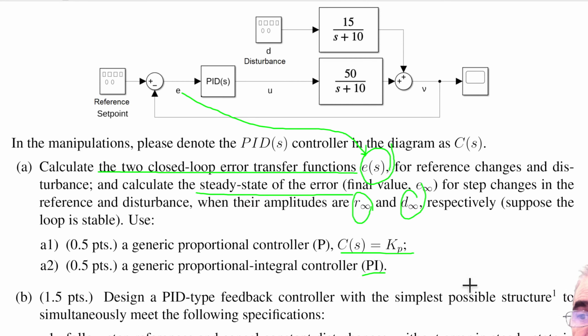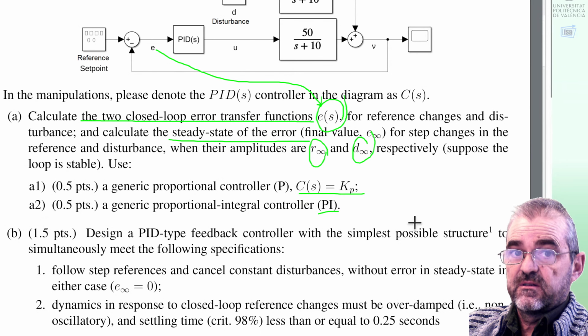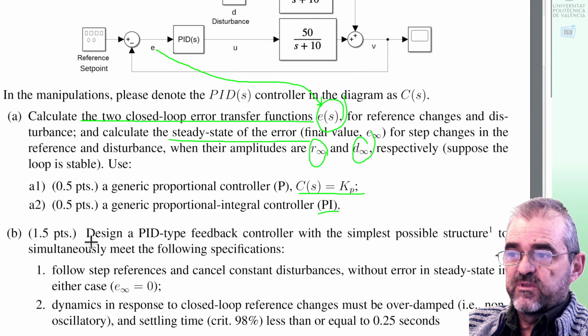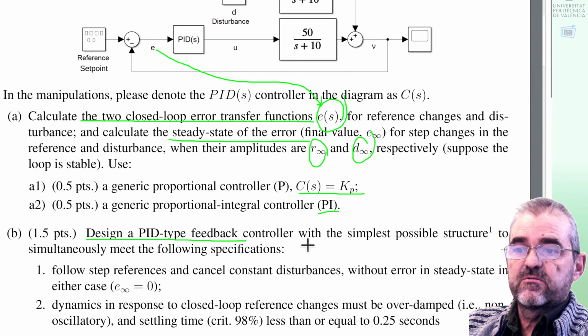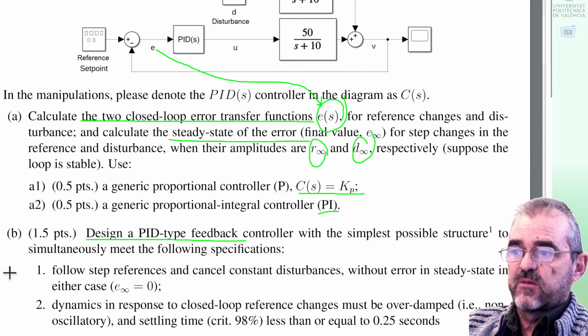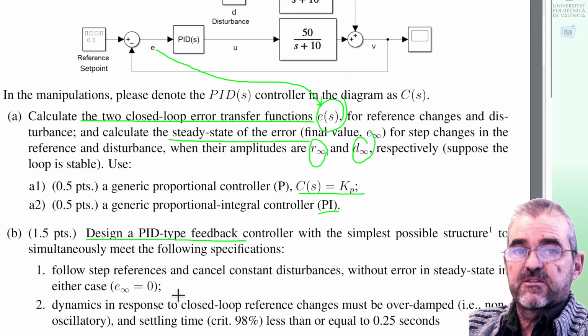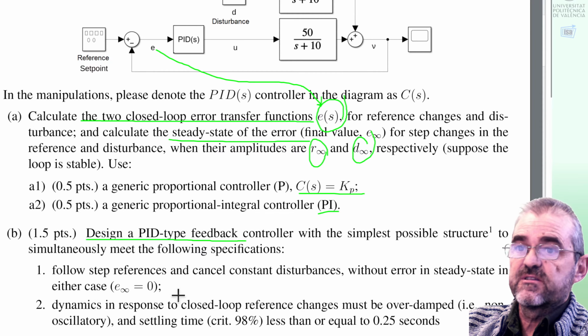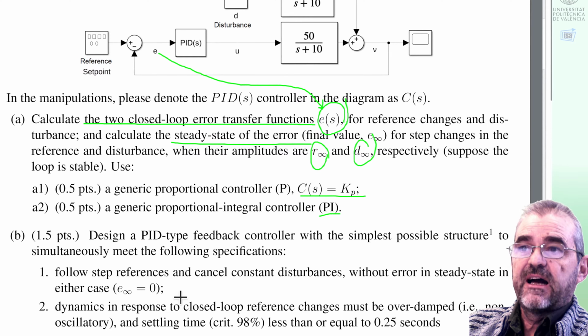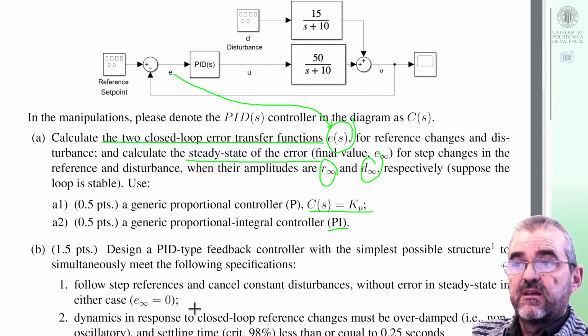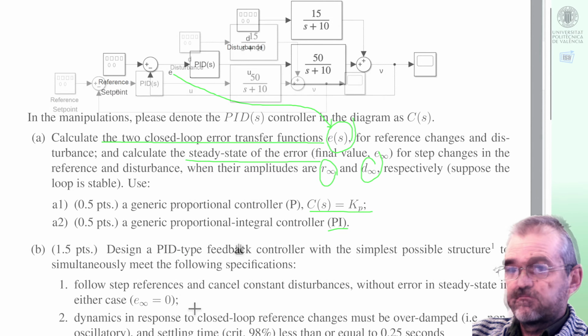That's the first question. And then the second question is that, based on what we have found in the first sub-question, we need to design a PID type controller to fulfill some specifications. But okay, that will be discussed in detail later on, so let us concentrate on the first half: computing the closed-loop transfer functions and the final value.